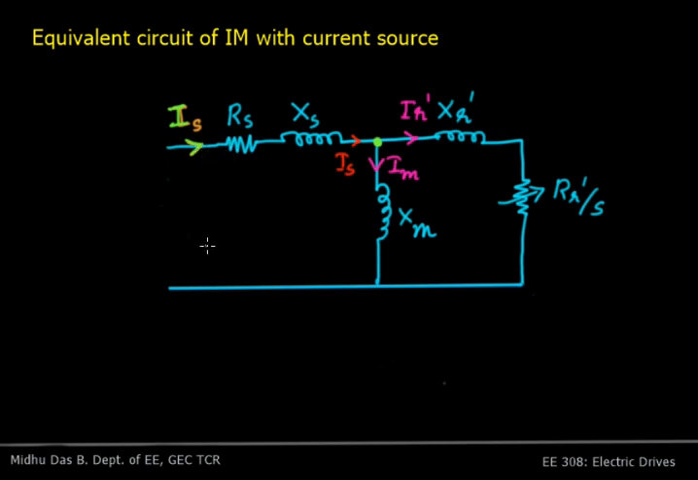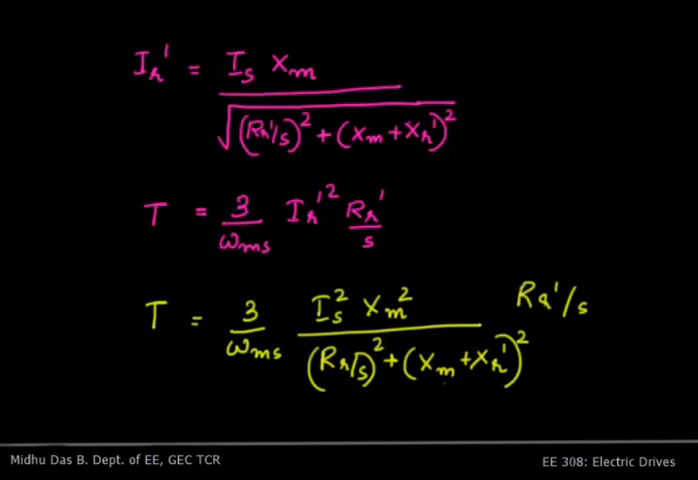This is the per phase equivalent circuit, and at this junction you can see this IS is getting divided into the magnetizing component of the current and the rotor current. So IM is the current through the magnetizing branch and IR dash is the equivalent rotor current referred to the stator side. If you write an expression for IR dash applying the current division rule here, you will get IR dash equal to IS into XM divided by root over the total impedance, that is (RR dash by S) the whole square plus (XM plus XR dash) the whole square.